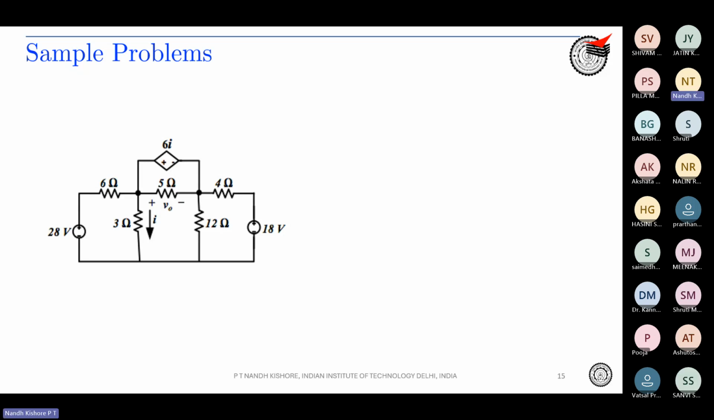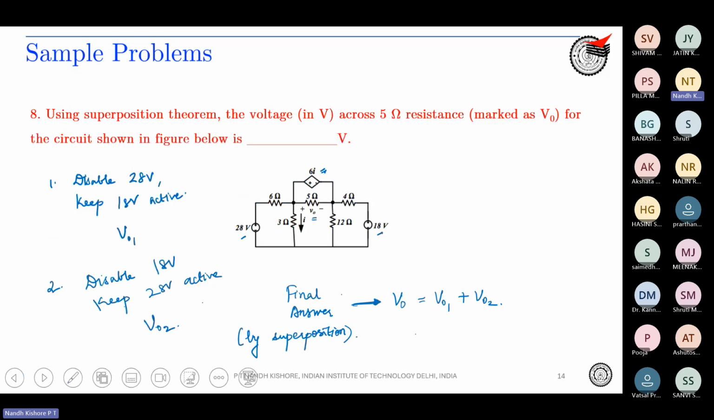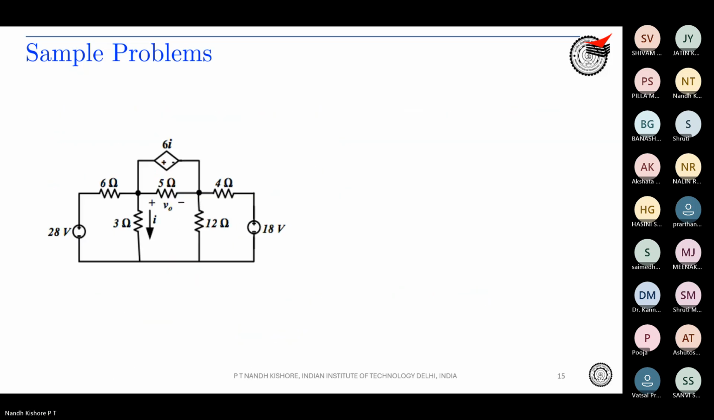In the first case, we're supposed to disable 28 volts, right? So let's disable it.